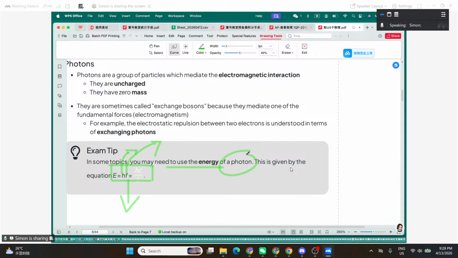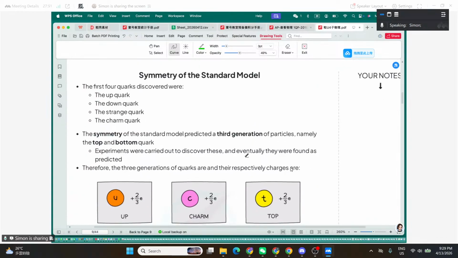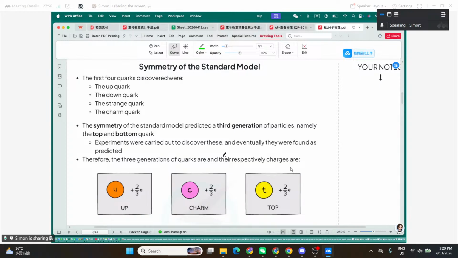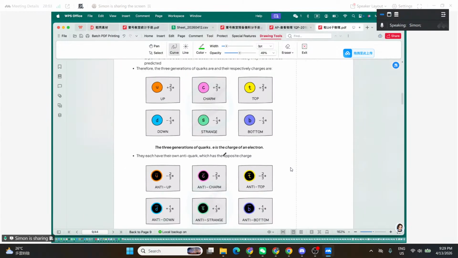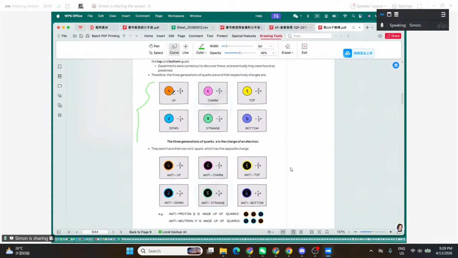No problem. Okay, look at this one. Here is the symmetry of the standard model. We will use the quarks to compose the proton and neutron. Look at this one: this is the matter, the base matter quarks. Here are the anti-quarks, and you can see the only difference is the charge. The charge has changed, and the other properties are unchanged, right? Understand? No problem now.